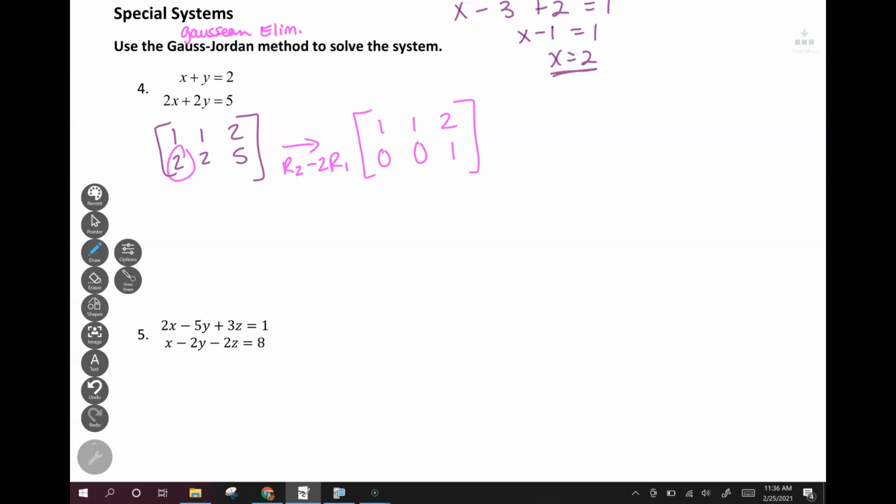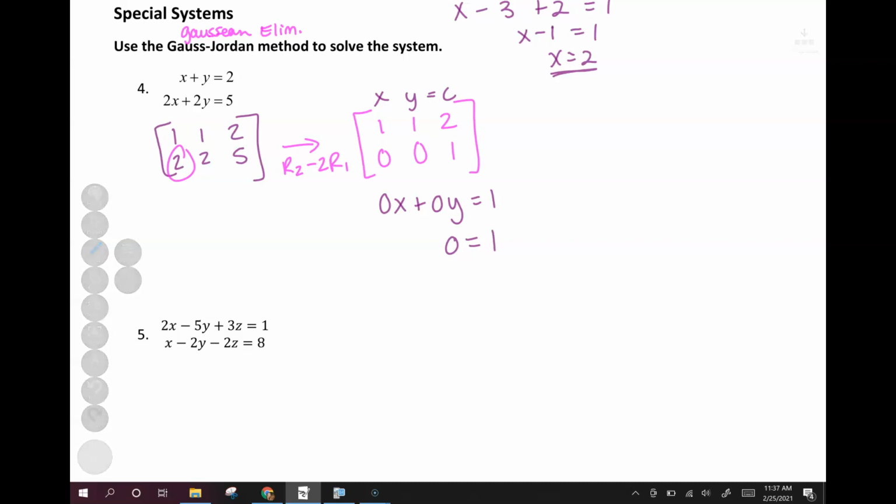And so let's think about what this actually says. Remember, this is x, y equals a constant. So this is 0x plus 0y equals 1. Well, 0x plus 0y is 0. 0 equals 1. Well, that is not true. So think back to when we were just solving systems of equations. If I ended up with something that was not true, like 0 equals 1, I would say there's no solution. So that's the case here.